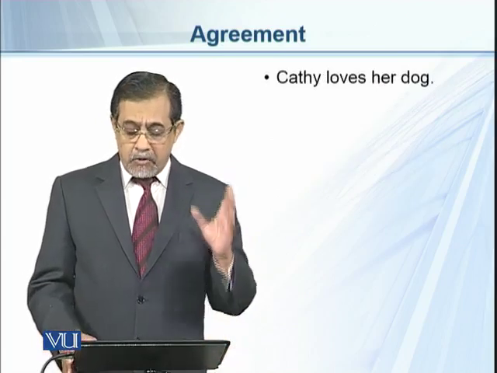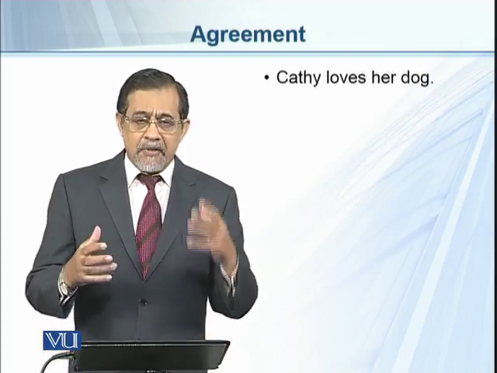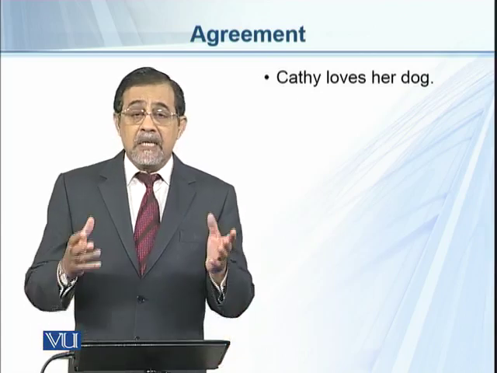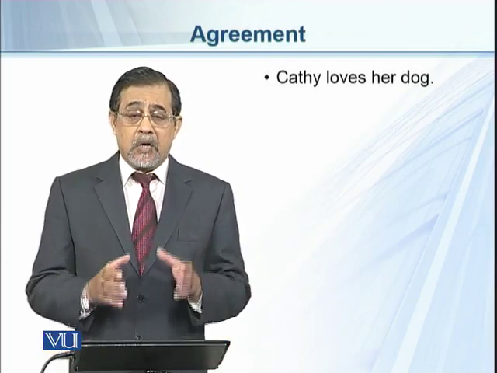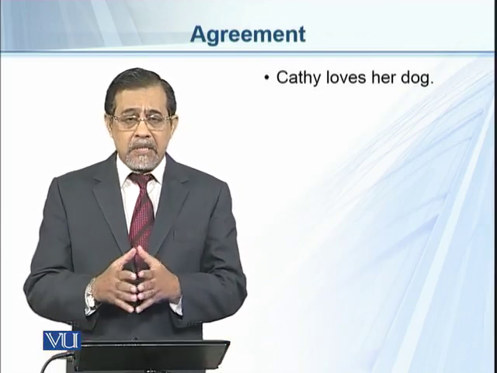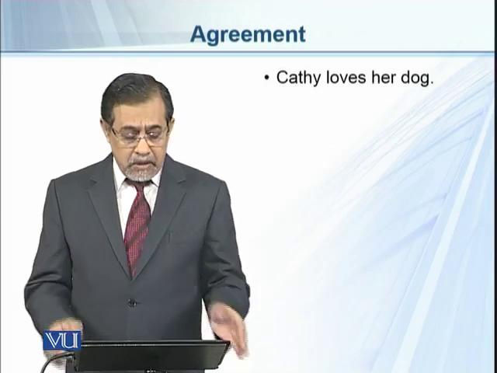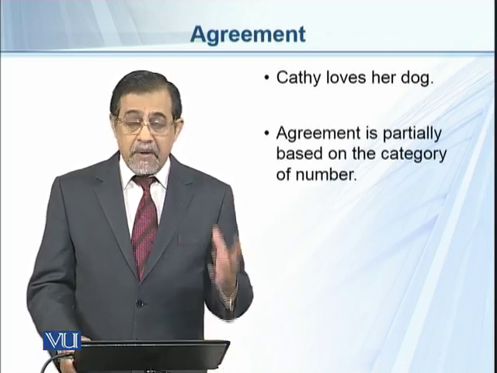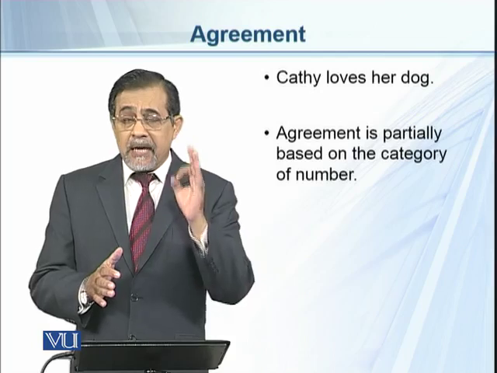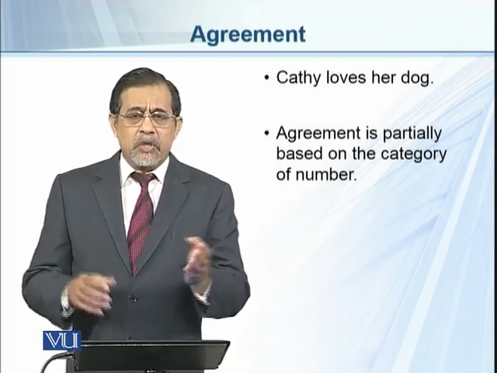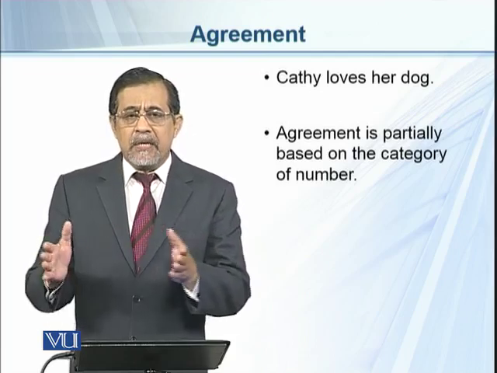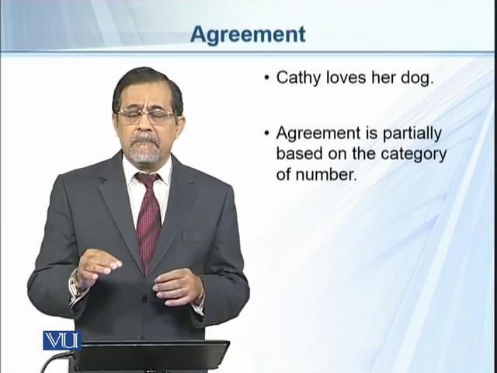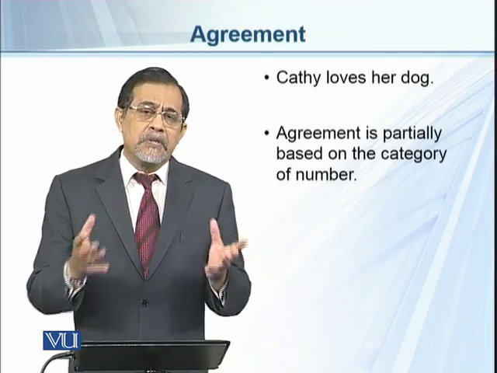Kathy loves her dog. So this is a sentence. Kathy loves her dog. So it's a simple sentence. We know that we have one concept which is Kathy, and the other concept which is loves her dog. So agreement is partially based on the category of number. As we know that Kathy is a singular noun, so the verb for this singular noun agrees with it, which is loves. We know that the S with the verb refers to the singular third person subject.